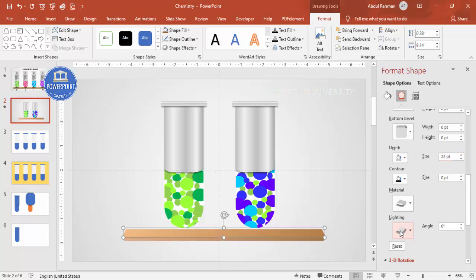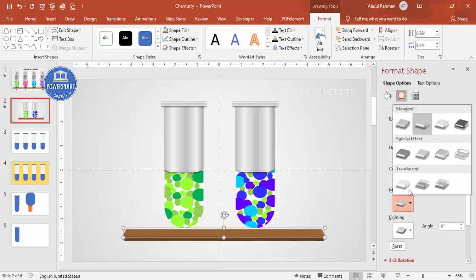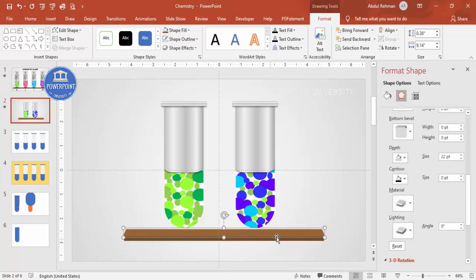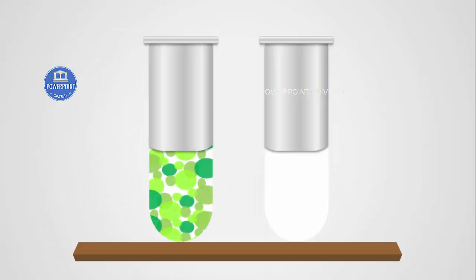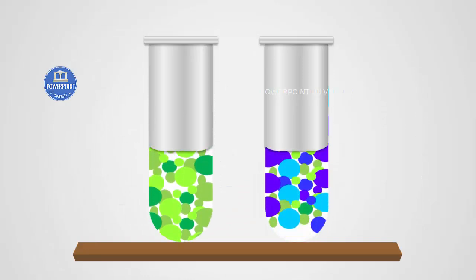All right, and then depending on this one, I can just choose the lighting, whichever way which fits best, and I'm just going to put it here exactly in the center. So it looks something like this, you can see here.